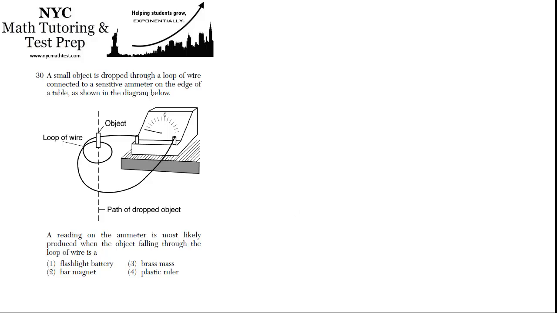Okay, so we have this ammeter. The purpose of this device is that it measures amps, right? It's an ammeter, so it measures amps, or current. Amps are the units of current. So what is that really saying? We're going to drop this object through a loop of wires, and somehow that's going to cause this device to measure current flowing through the wires.